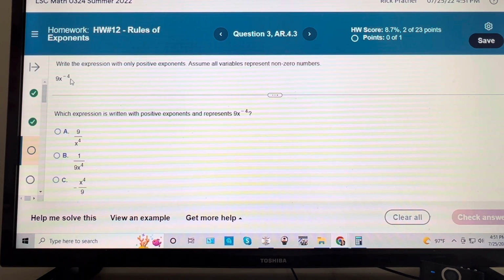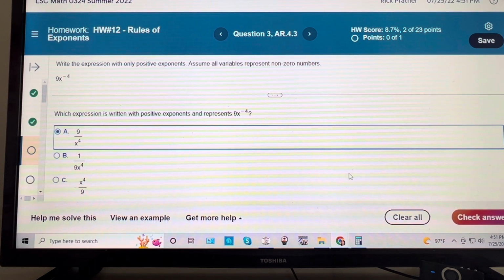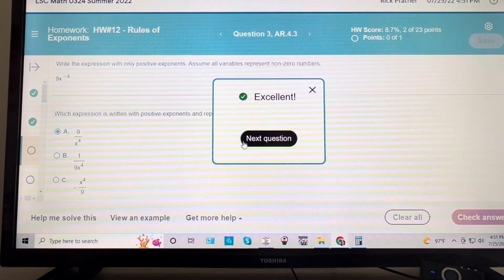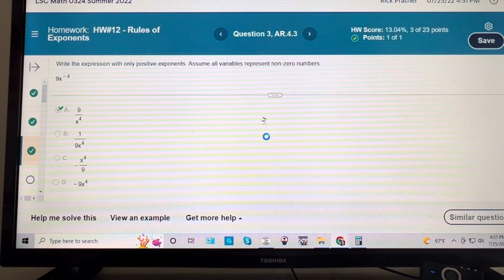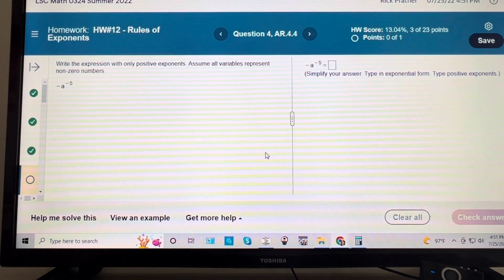So here's the one I did. I made up an example similar to this. This one does not have parentheses, so only the x goes to the bottom. The x is going to go to the bottom and become x to the positive 4. But the 9 doesn't go down there because it does not have a negative exponent. If there was a parenthesis around it, then they would both go to the bottom. So this is a 9 over x to the 4th. Little details like that make a difference.